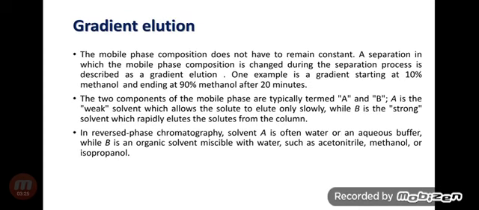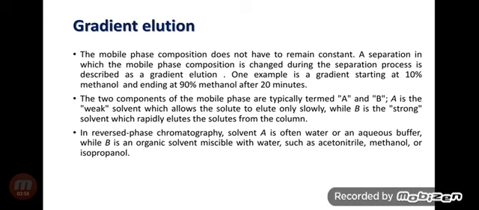Now, gradient elution. Gradient elution is used for analysis of complex samples. Mobile phase solvent composition changes with time. Now we will see the definition of gradient elution. The mobile phase composition does not have to remain constant. A separation in which the mobile phase composition is changed during the separation process is described as gradient elution. One example is a gradient starting at 10% methanol and ending at 90% methanol after 20 minutes.